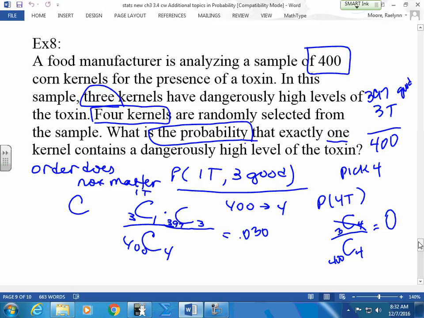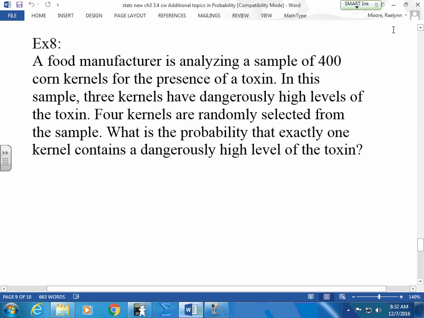But if you didn't see it, when you get here, this number on the right can never be greater than the number on the left. You can't take 4 out of 3. You can take 3 out of 4, but not the other way. Okay? All right.